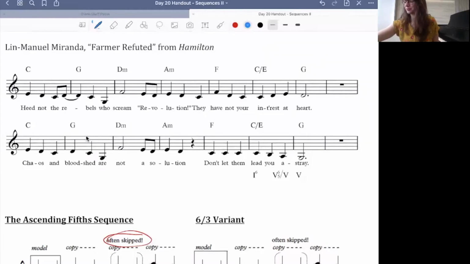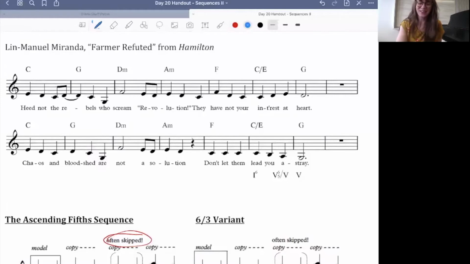My name is Samuel Seabury, and I present free thoughts on the proceedings of the Continental Congress. Heed not the rabble who scream revolution. They have not your interest at heart. Chaos and bloodshed are not a solution. Don't let them lead you astray.